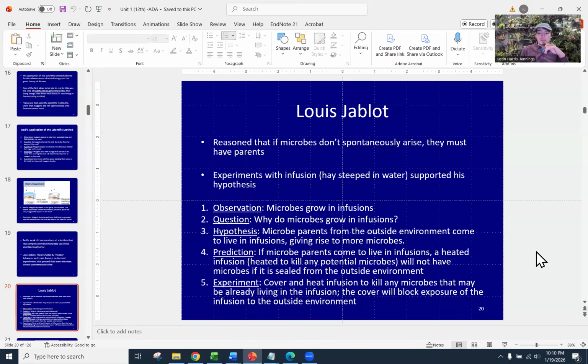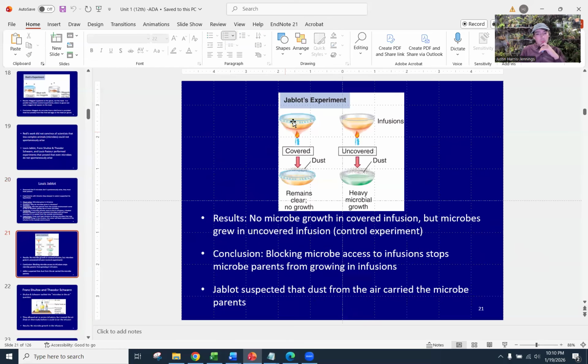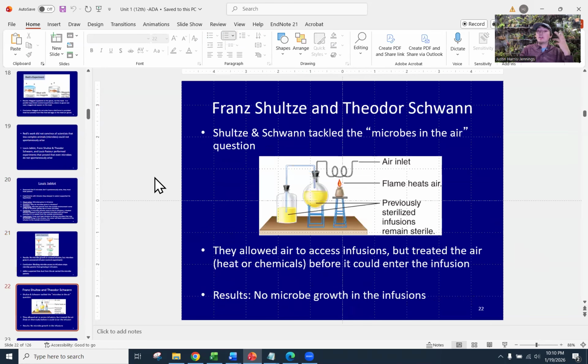And he, in fact, realized that if you boil this hay infusion and you cover it from the environment, it will remain sterile. If you let it have free range of the environment, it will have growth. And so something that's interesting here is that we now know that there's something in the air that's causing these microbes to grow.